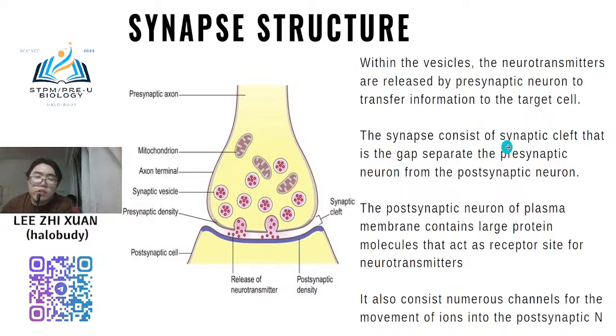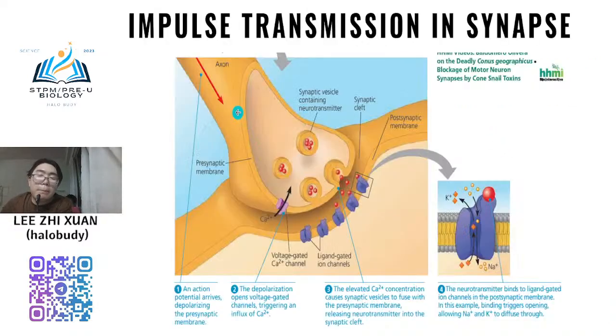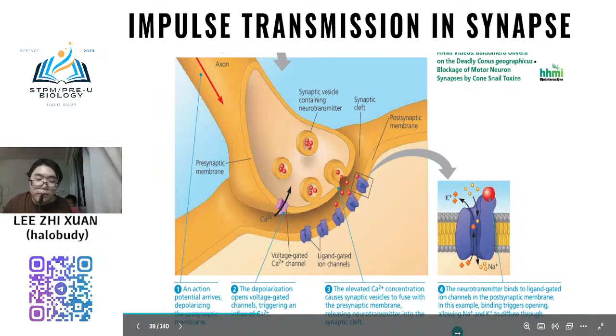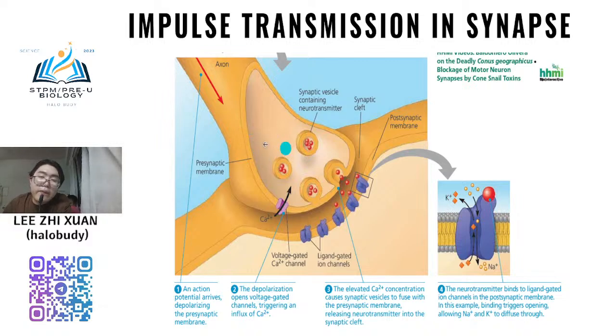So this one I think I don't need to waste time here. So impulse transmission, I think you also learned in STPM 2. So normally when the electrical impulse has reached the synaptic knob, it will trigger the synaptic vesicle to release the neurotransmitter. But before that, you know the depolarization and repolarization process, right? So the action potential still will occur.